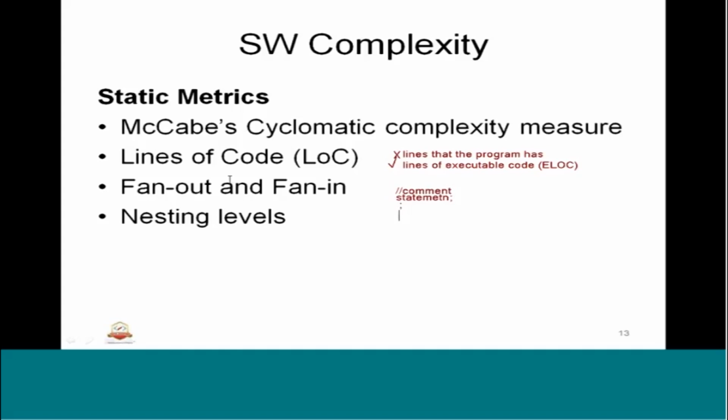Then we have the fan out and fan in. Fan out is the amount of modules, that is the total number of module calls. Modules with high fan out are often found in the upper part of the call tree. That means the higher part of the call tree. We will study about the call tree. So fan out will be more. Fan in is the amount of modules that call a specific module. So you have to understand the difference. Fan out is the amount of modules a given module calls.